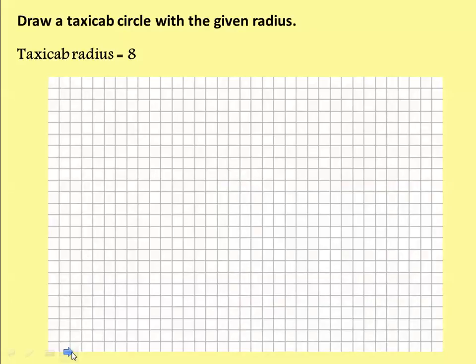So let's draw a taxicab circle with a radius of 8. There's our center. That's where we're starting out. If I go 8 blocks to the left, that's where my new point is going to be. If I go 8 blocks to the right, that's my point. If I go 8 blocks up, there's my point. If I go 8 blocks down, there's my point. I'm wondering if that's really 8. It looks pretty long. 1, 2, 3, 4, 5, 6, 7, 8. It is 8, but it looks longer than 8.